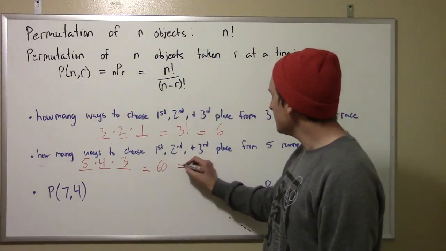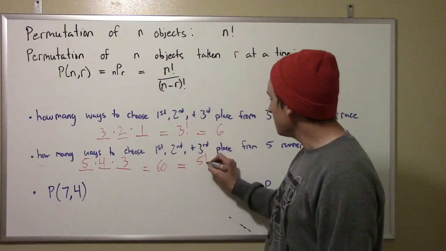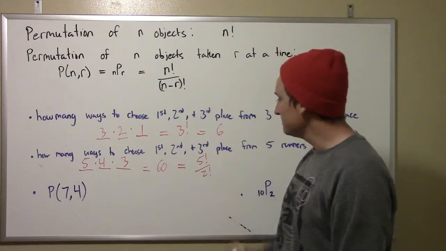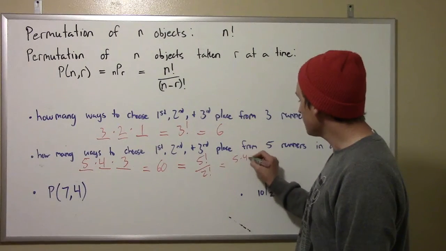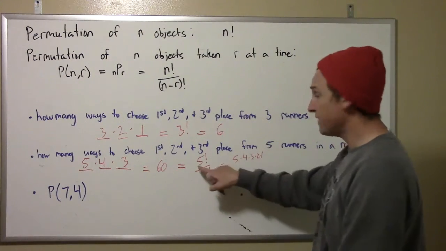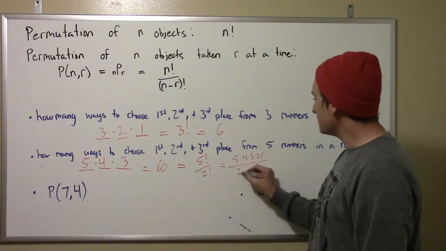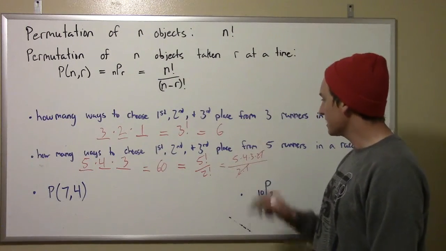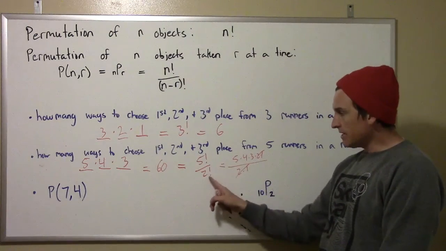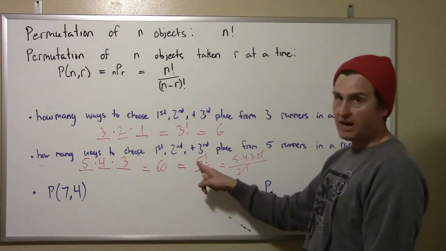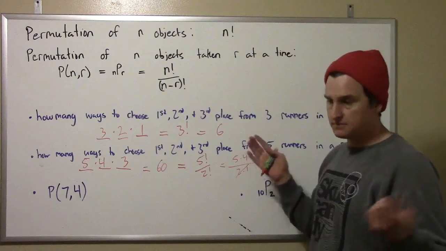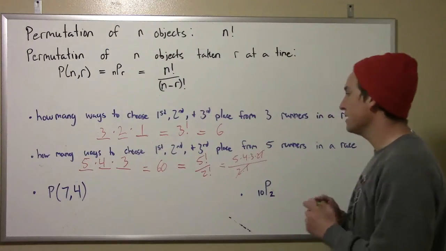So you could represent this as 5 factorial over 2 factorial, right? Because that would be 5 times 4 times 3 times 2 times 1, that's 5 factorial. On the bottom, you have 2 times 1, 2 factorial, which is going to cancel. So this right here is 5 times 4 times 3. In other words, it's like, start at 5 and count down until you hit 2, and then don't use 2 and anything else below it.